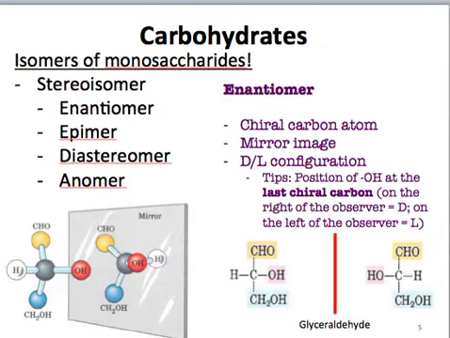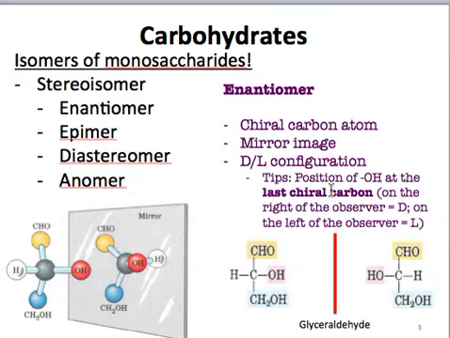Monosaccharide has variety of isomers due to the chiral properties of the carbon atoms, specifically called stereoisomers, including enantiomer, epimer, diastereomer, and anomer. Let's begin with enantiomer. Enantiomer occurs due to chiral carbon atom and both molecules are mirror images of each other. One form is assigned as D form, and the other is assigned as L form.